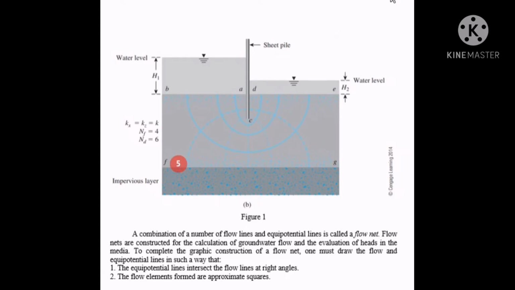1. Nagsimula kasi dun sa paper line na lang. This will just be equal to 1. This is 1, 2, 3, 4, 5, and 6. Therefore, there are 6 equipotential lines in here. Okay.